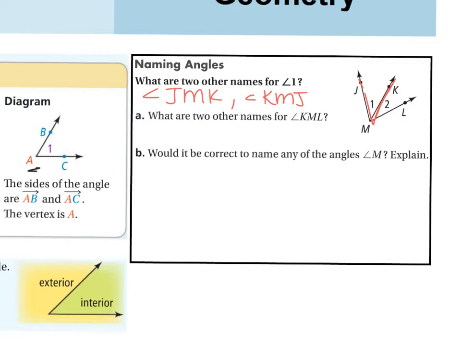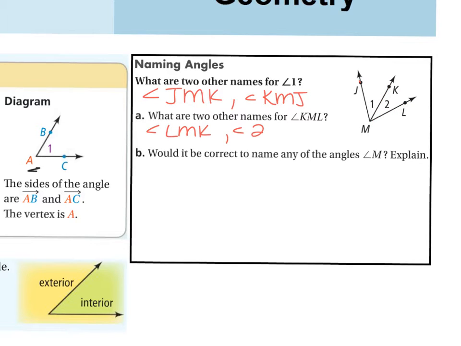All right. The next one. What are two other names for KML? KML right there. So you can just switch the L and the K. M still in the middle, so LMK. Or the other way would just be by that number, which is listed, angle 2.